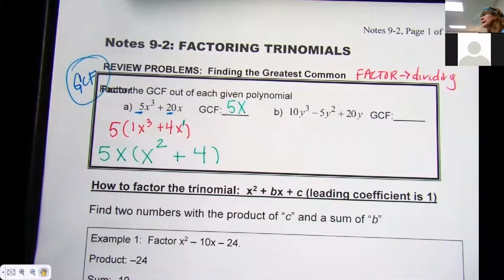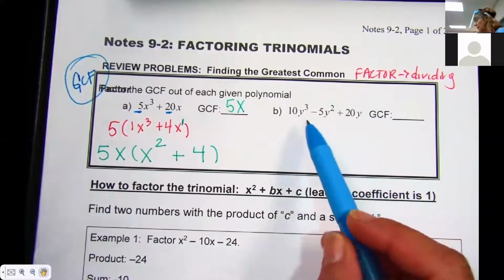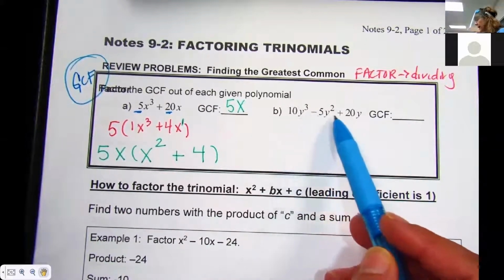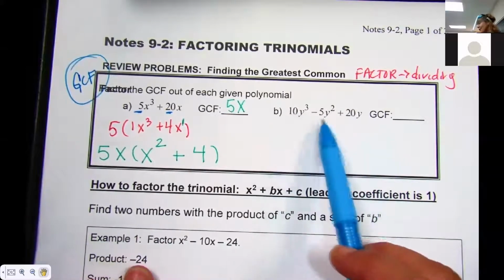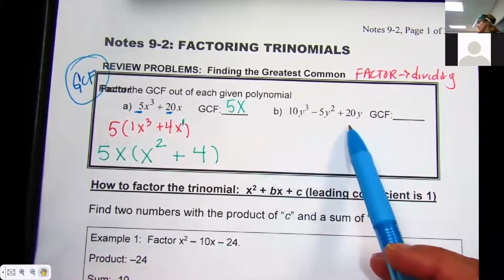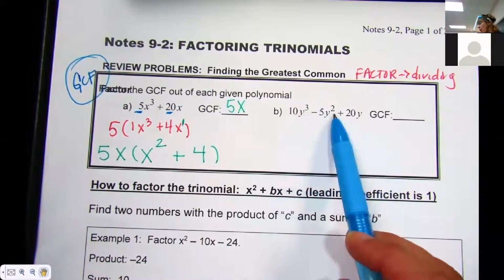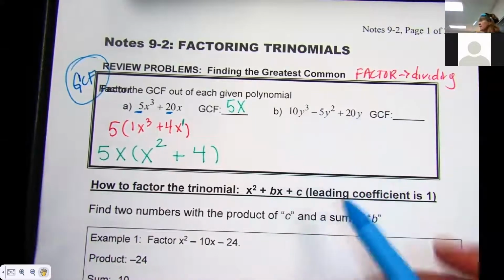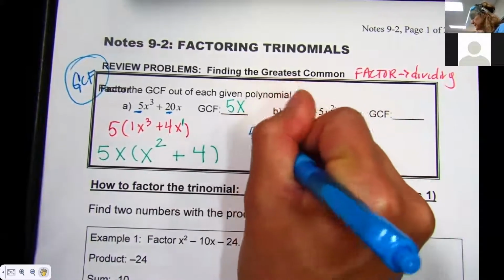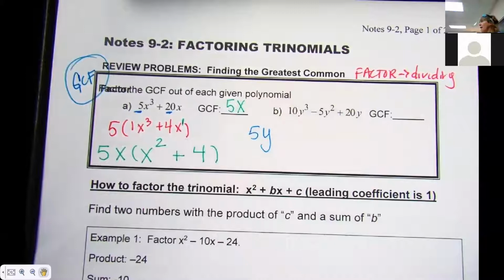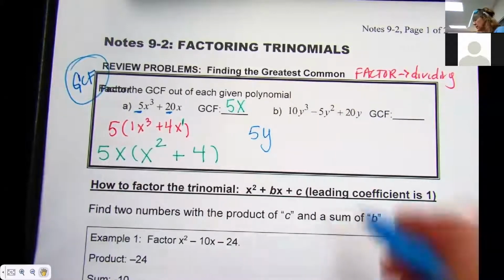Okay, let's take a look at this next one. I've got 10y to the third minus 5y squared plus 20y. Guys, all of these are multiples of 5, so I know I'm going to be able to take a 5 out. They also all have the letter y, so I'm going to take the letter y out. Since they're all multiples of 5, and since they all have a y, I'm going to start there.